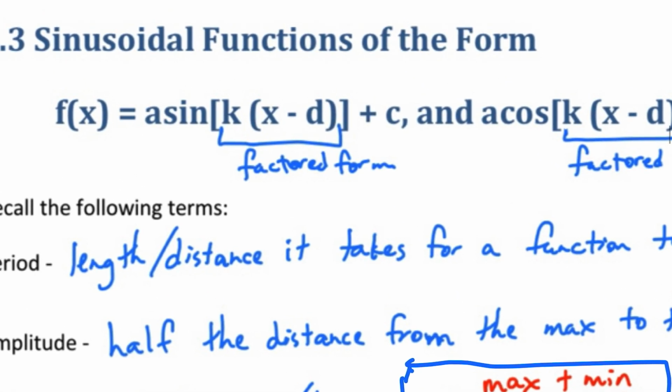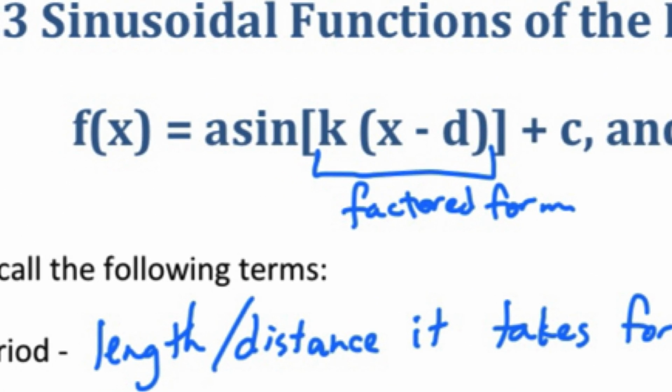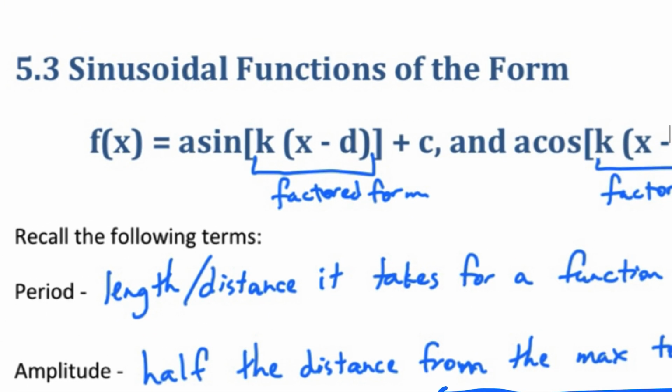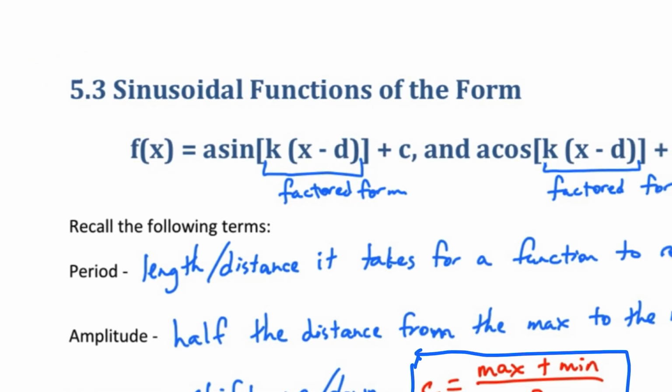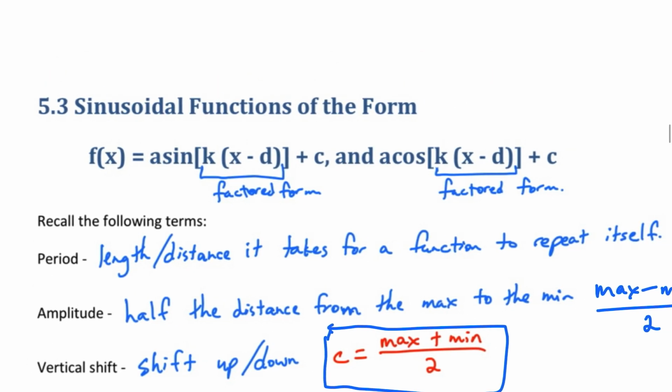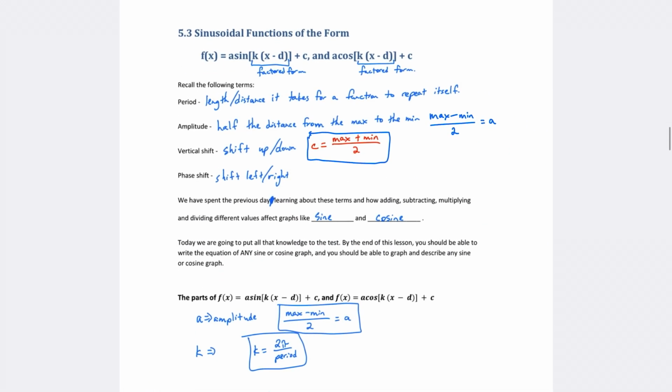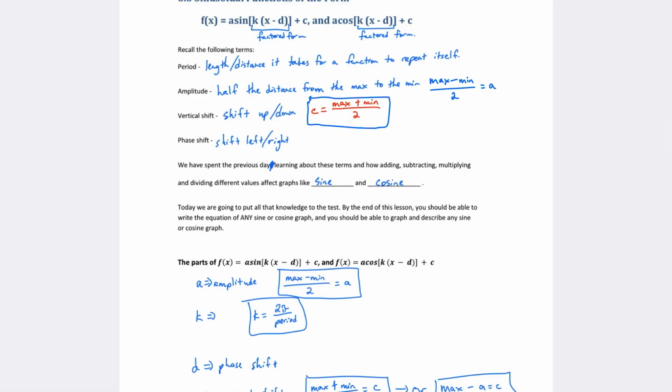And you'll notice that in this form, if we're looking at sine, what's inside the sine function should be factored. So in other words, we have that k value taken out, and then we have the d. So you'd never want to have kx minus kd, because that would look as if the phase shift is kd. What we want is the factored form, and then we can tell what the d value is very clearly. Okay, so we're going to look at some examples in a moment.